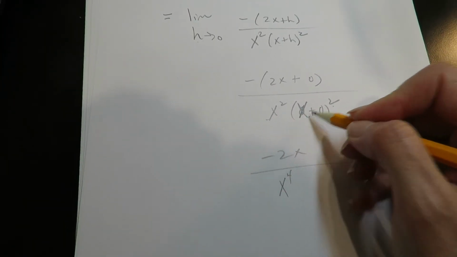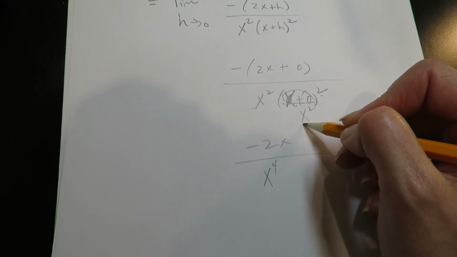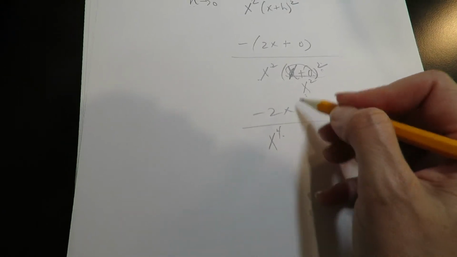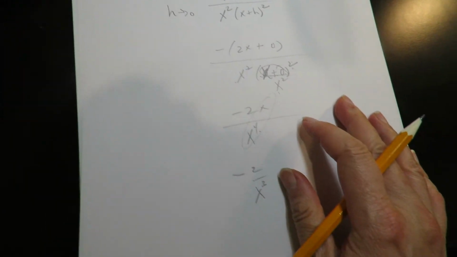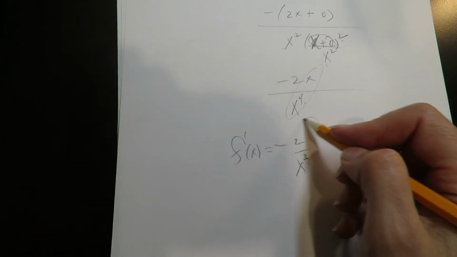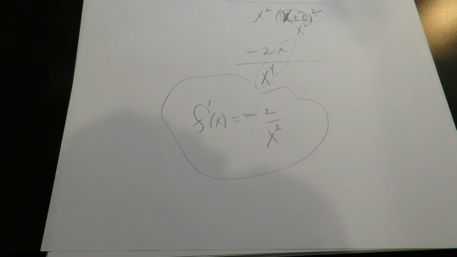Because it's x squared. This is going to leave you with an x squared when this guy goes to 0. x plus 0 is x, squared, because you're going to square this. And then this and this make x to the 4th. And then you've got to reduce this. So it's negative 2 over x cubed. Alright, so this is going to end up being the derivative. Negative 2 over x cubed.